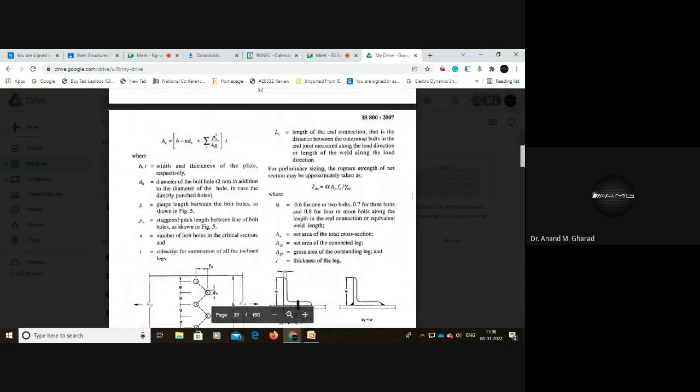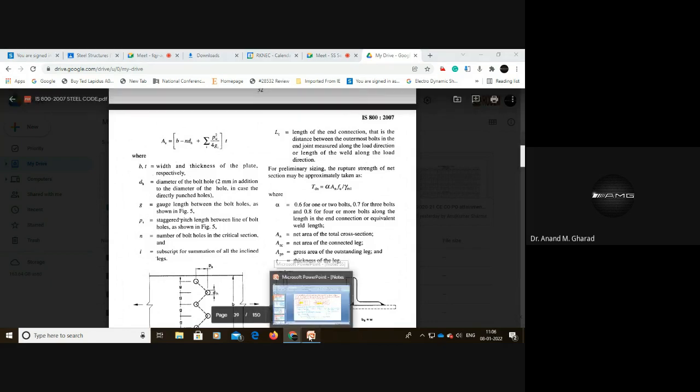Right. So over here, this term is related to PS, which is the staggered pitch length. Staggered pitch length means the arrangement which is shown over here. For this arrangement, the center to center distance between the bolts is represented by P suffix S. Since in our connection there is no staggeredness, this PS value will be 0. If it is 0, then this complete term will get eliminated, isn't it? And what remains is b minus N DH into T.